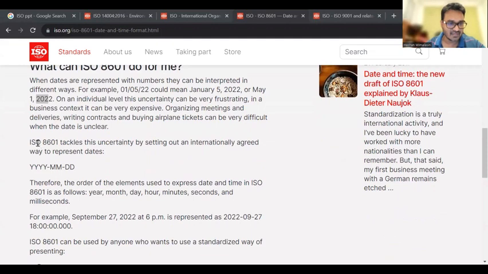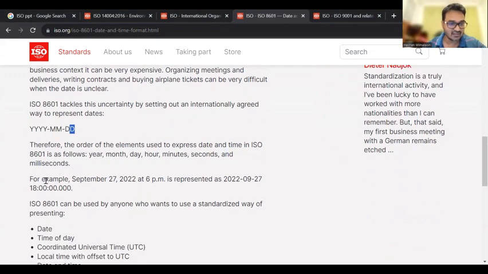ISO 8601 tackles the uncertainty by setting out the internationally agreed way to represent dates: year, month and date. The format goes year, month, day, hour, minute, second and millisecond.